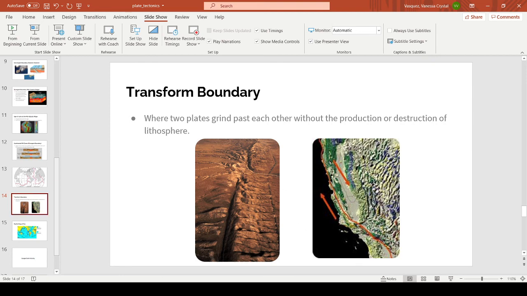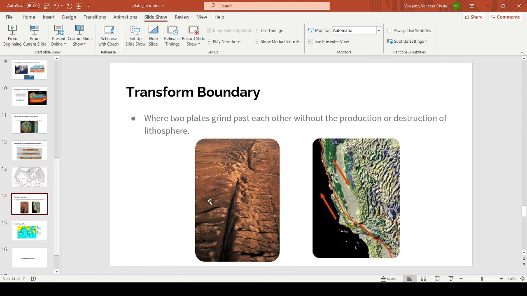So in this map, this orange line represents the San Andreas Fault, and we know that the San Andreas Fault is in California, and the San Andreas Fault is the boundary between the Pacific Plate, which is on the left side, and the North American Plate on the right side. So the Pacific Plate is moving in a northeast direction, and the North American Plate is moving in a southwest direction. So these plates are sliding past each other, and this is an image of the San Andreas Fault.